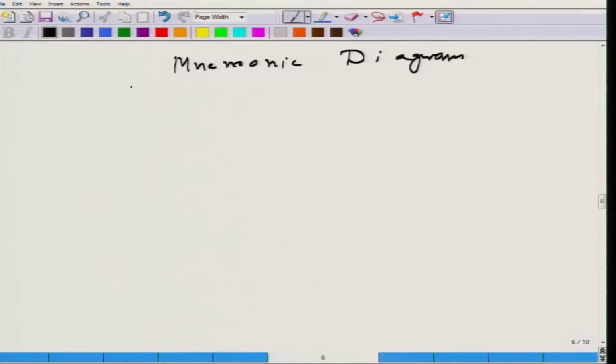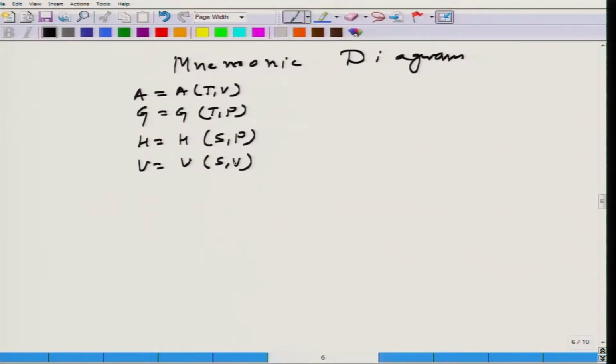Okay, so instead of using specific properties, specific energies or free energies, potential, we'll use here capital letters. So what I'm doing here is writing this alphabetically: A, G, then H as a function of S and P, U as a function of S and V. Then I can draw a square, starting with A followed by G, H, U.